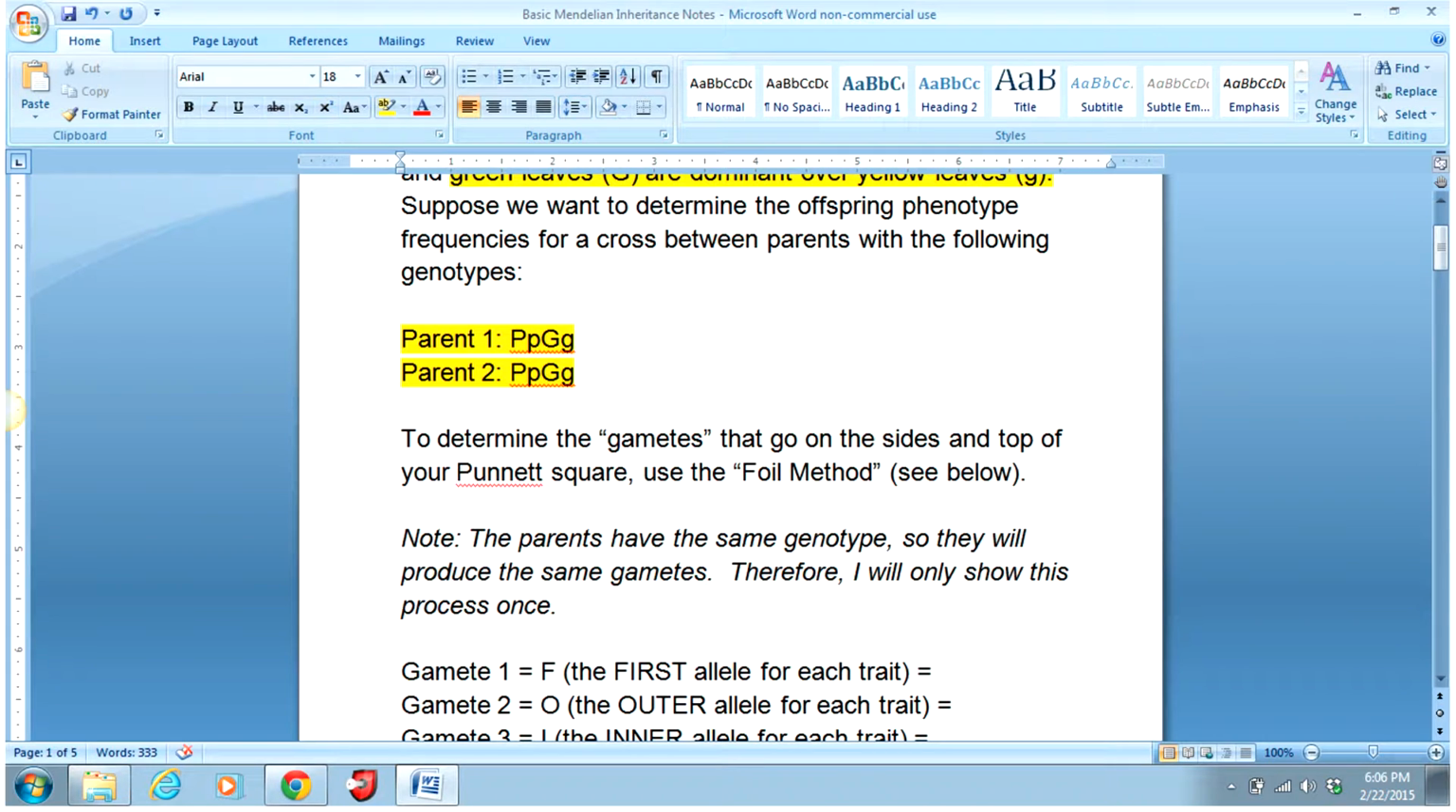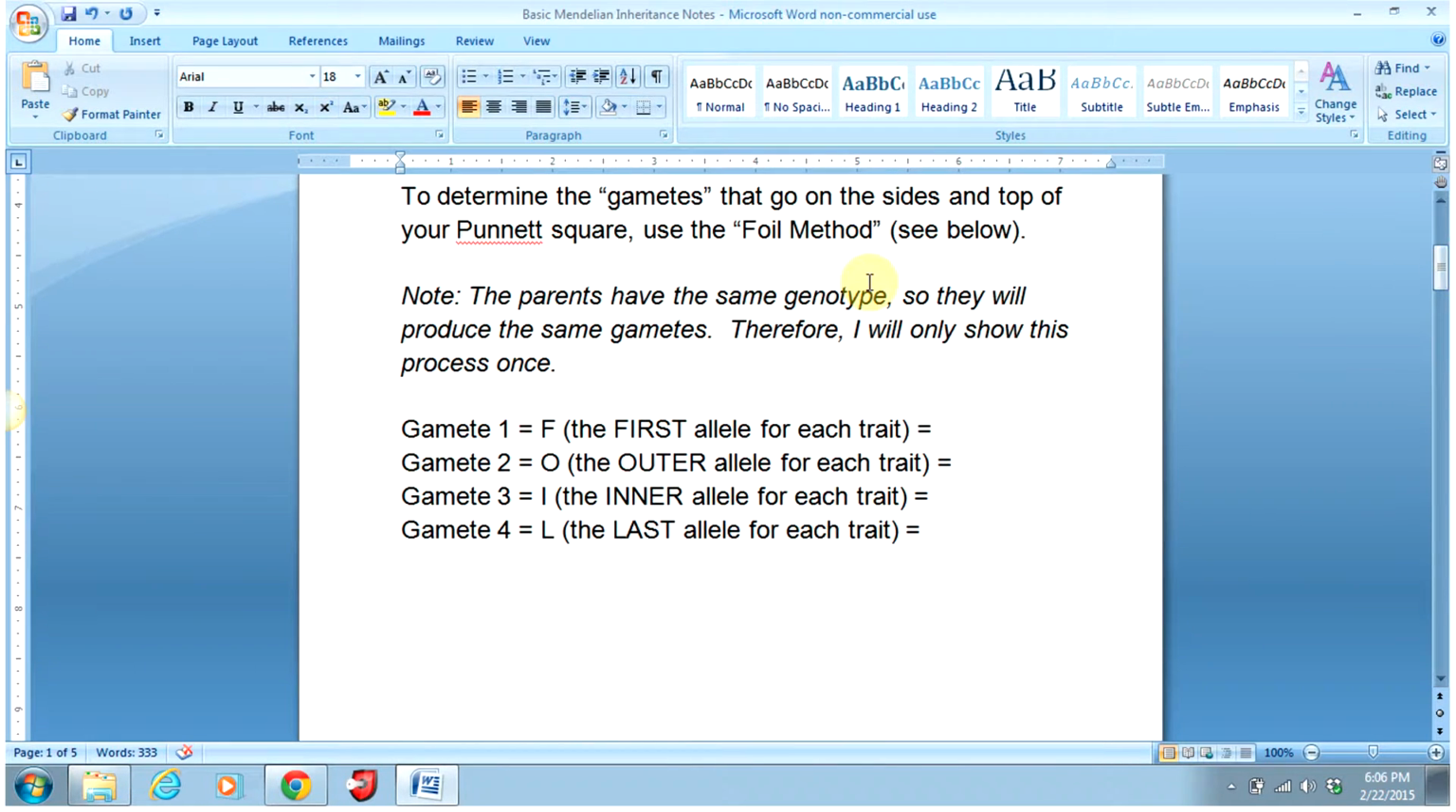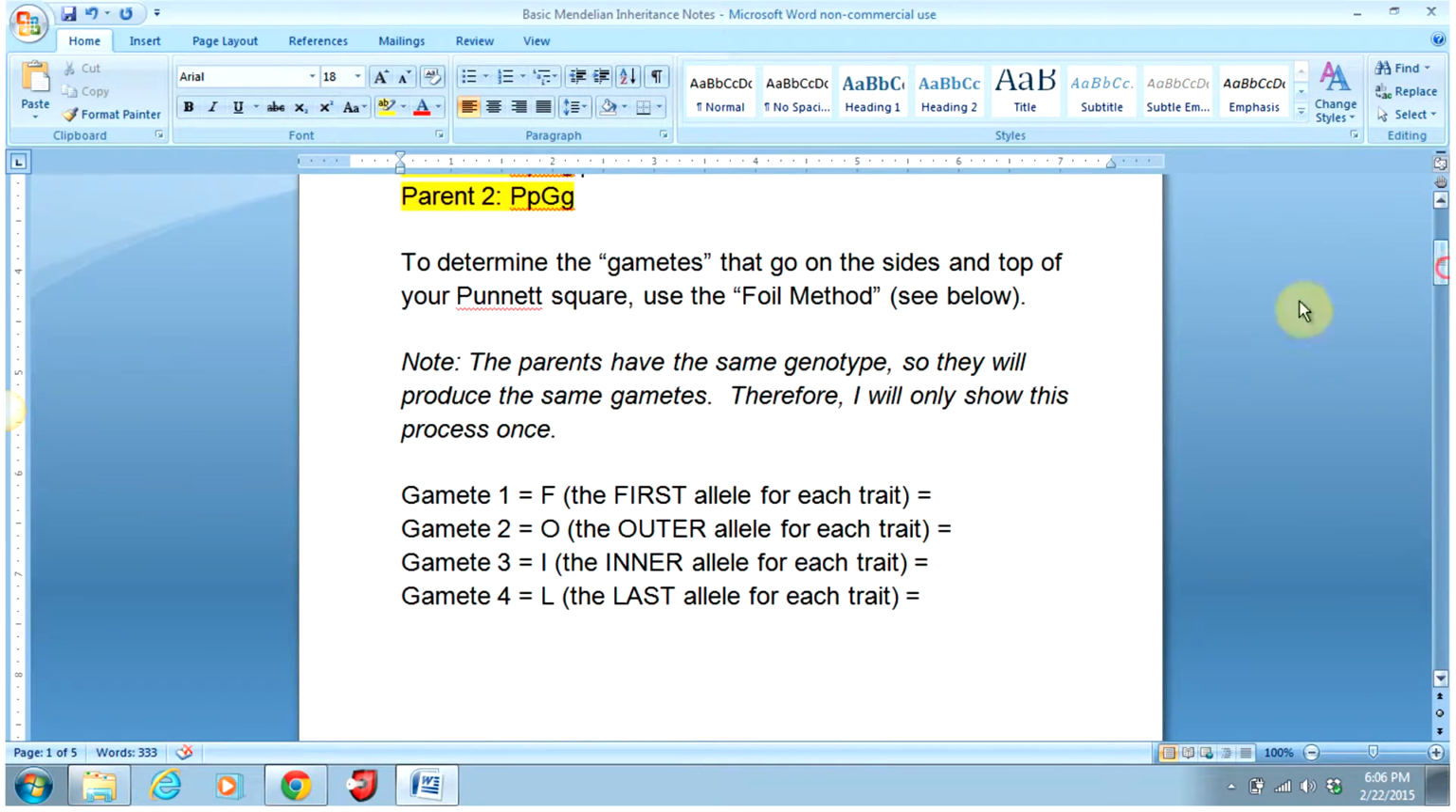We have to figure out what gametes we're going to be putting on the top and the side of our square, so we use something that you may have used in math before called the FOIL method. So if I look at one of my parents' genotypes, big P, little p, big G, little g, my first gamete is going to be the first allele for each trait, so it's going to be the first P, big P, and the first G, big G. Next, for our second gamete, we're going to have the outer allele for each trait. So we're going to have the outer P, big P, and the outer G, little g.